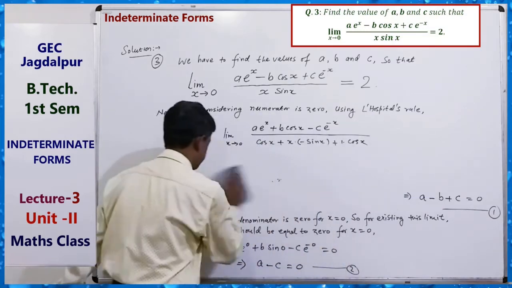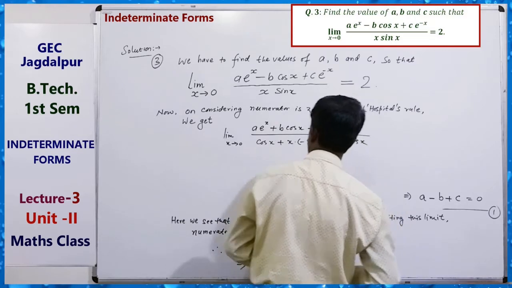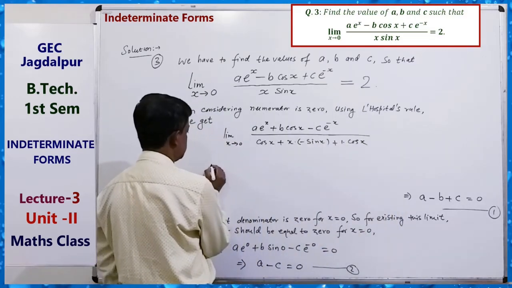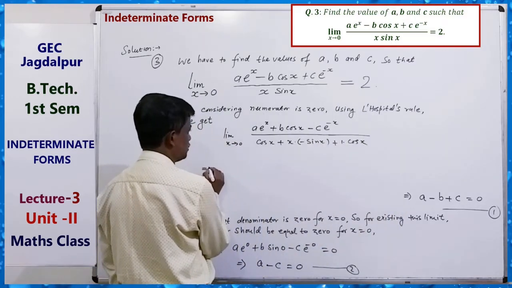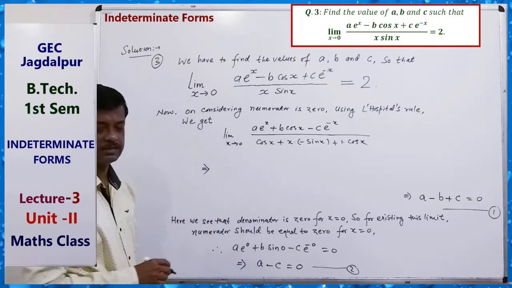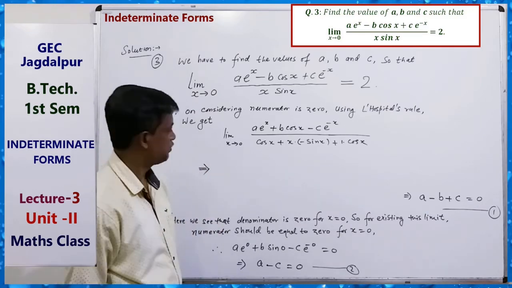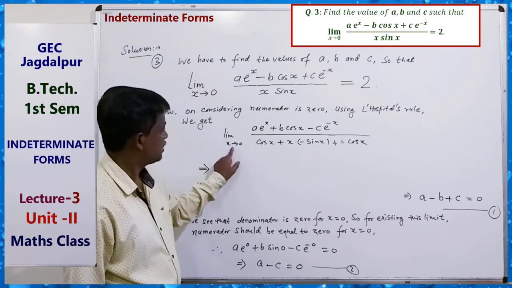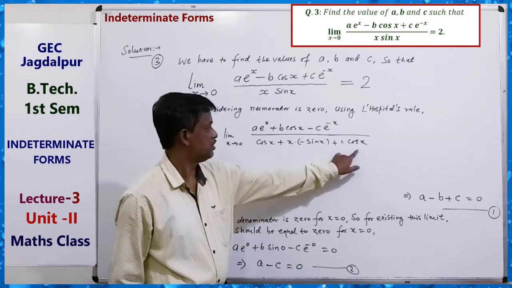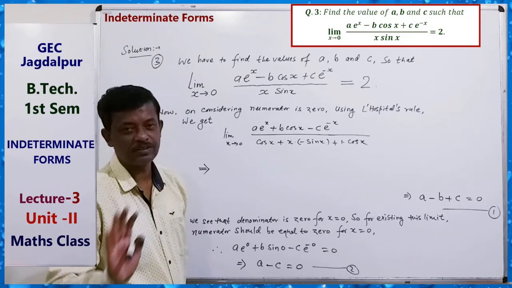Now, so this equals to, this implies we can write here, just here we can see that x tending to 0, this is 1, this is 1, this is 0, so 2. So numerator is not, denominator is not 0.